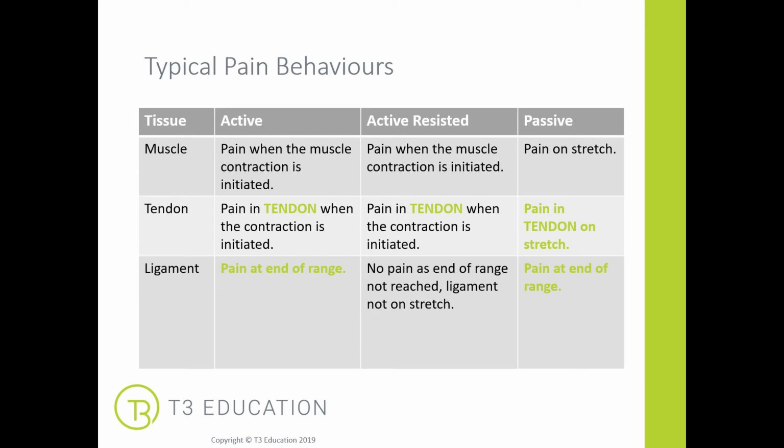Next up is ligament. So if we do an active contraction of the muscle, but they're only feeling pain at the end of range, well then this is indicative that it's not necessarily muscle or tendon, but it could be ligament pain. In the case of an active resisted contraction, they would feel no pain if it was ligamentous, because the joint is not moving through to end of range where the ligaments would be involved. And then on passive stretching of that muscle, again because we're stretching to end of range, it's likely that pain would be felt in the joint around the ligaments.